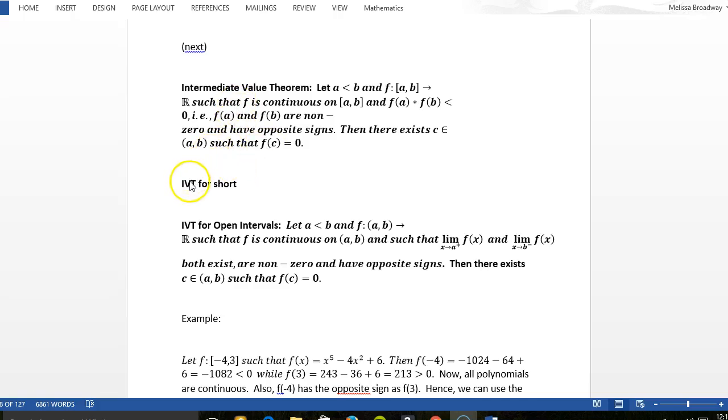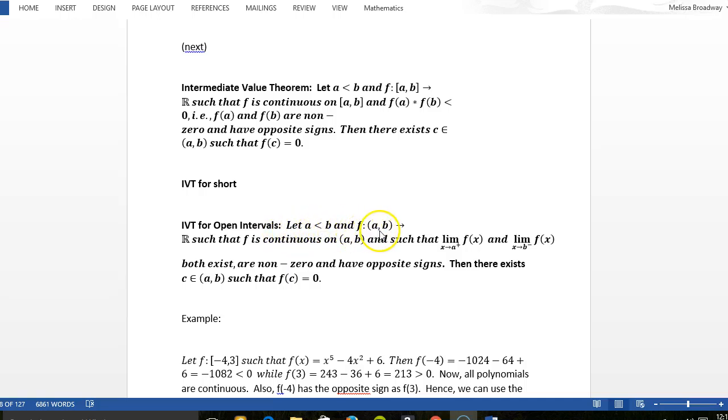Instead of saying intermediate value theorem, sometimes I shorten it to IVT just to save myself some headache. So now there is an IVT for open intervals. I'm not really going to use it much, but here it is. It's analogous to the closed interval, and it just requires a little more tender love and care.